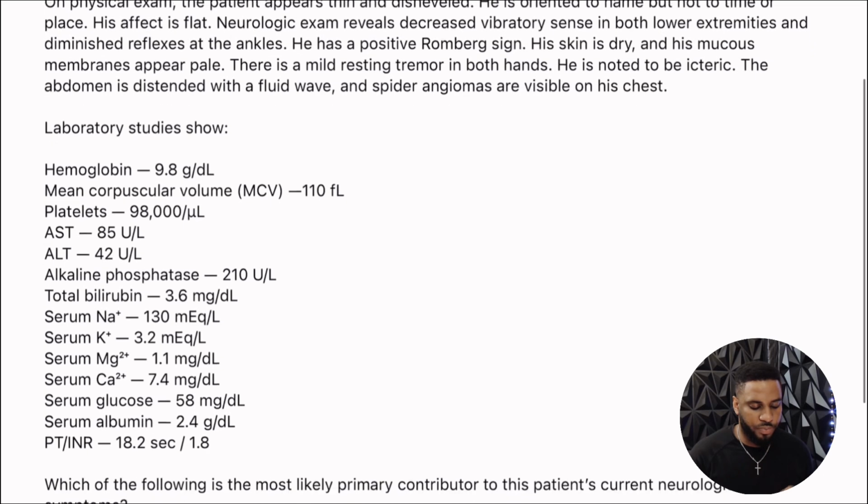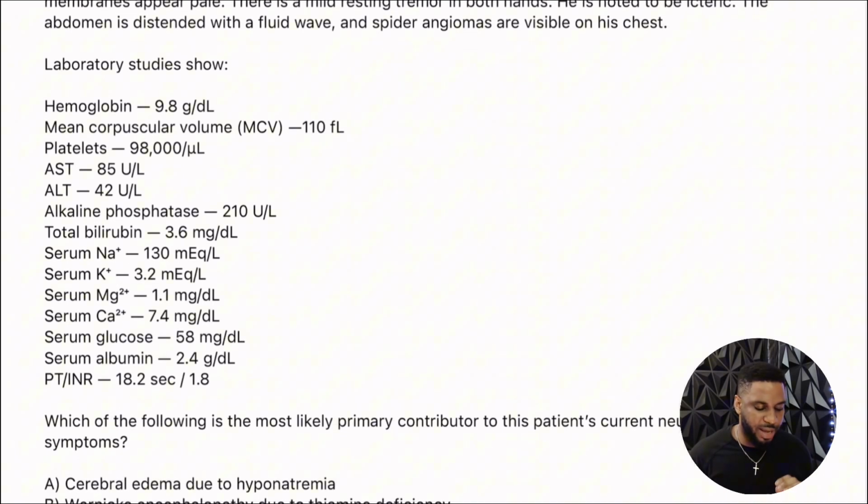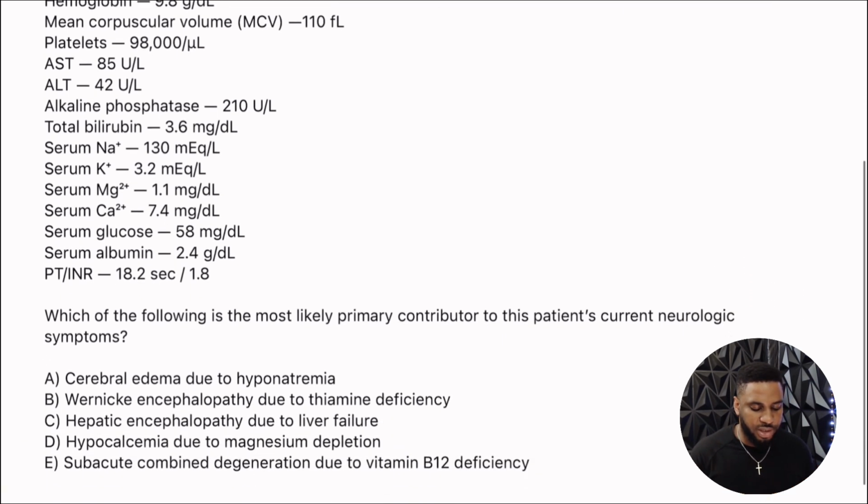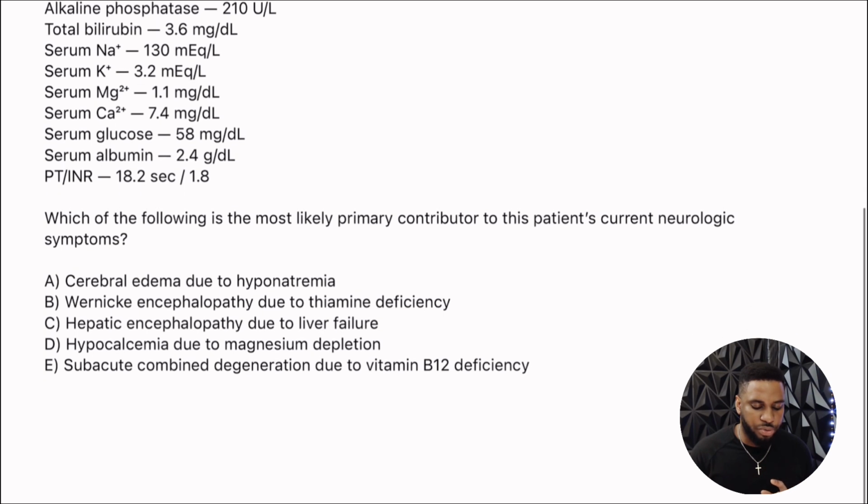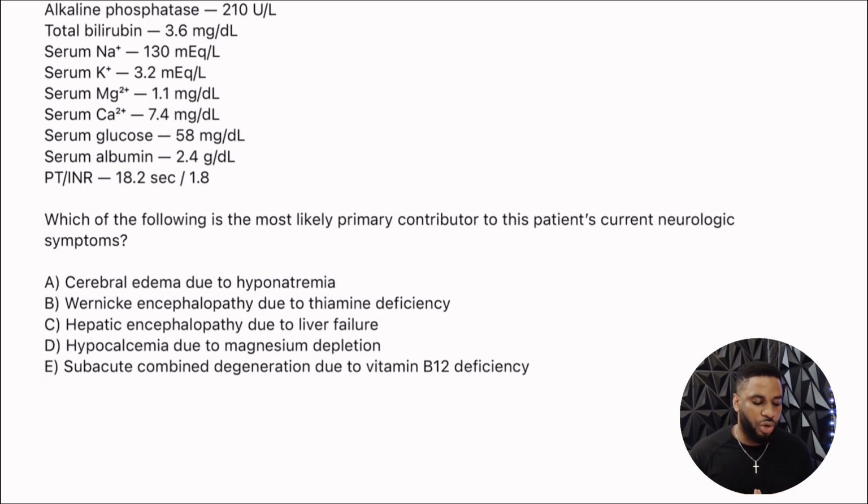Lab studies show hemoglobin 9.8, MCV is 110, platelets 98,000, AST 85, ALT 42, ALP 210, total bilirubin is 3.6, serum sodium is 130, potassium is 3.2, magnesium is 1.1, serum calcium is 7.4, glucose is 58, albumin is 2.4, and PT is 18.2 seconds and INR is 1.8. Which of the following is the most likely primary contributor to this patient's current neurologic symptoms?